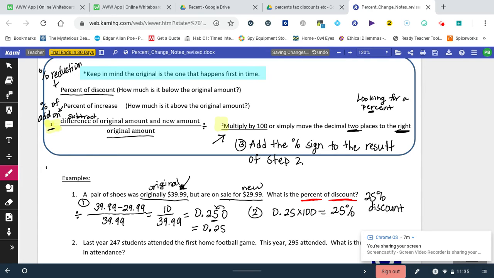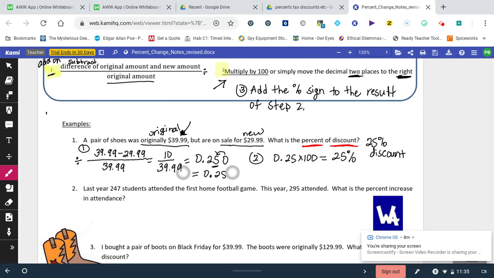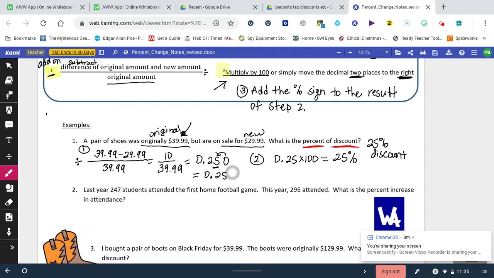So if the shoes started off at $39.99 and then they sold for $29.99, then that means there was a 25% discount applied to the $39.99 to get it to be a new price of $29.99. Okay. All right. So again, very simple, guys. Okay, very simple. Let's go to number 2.